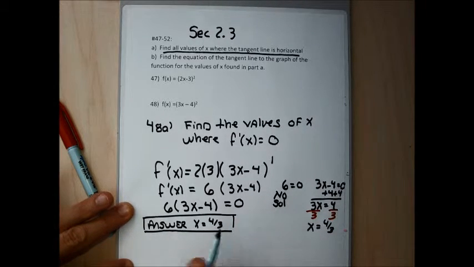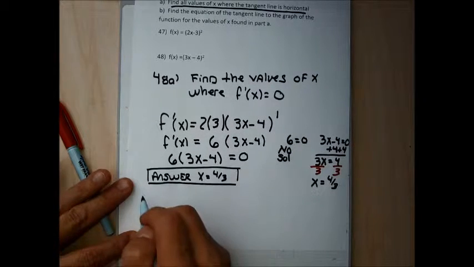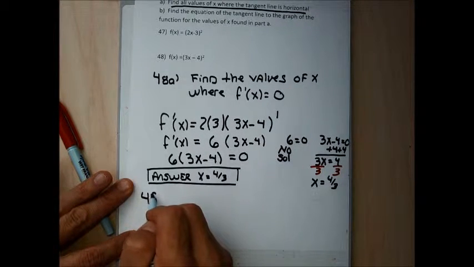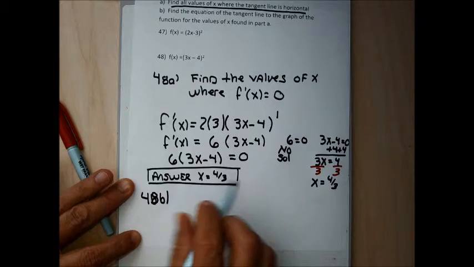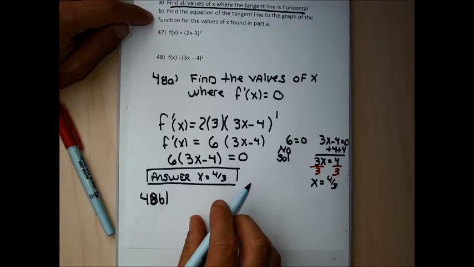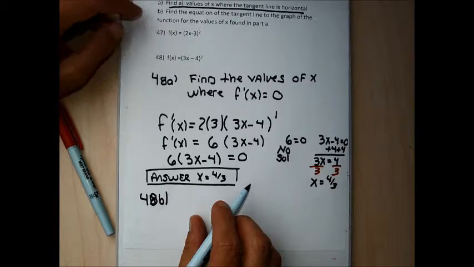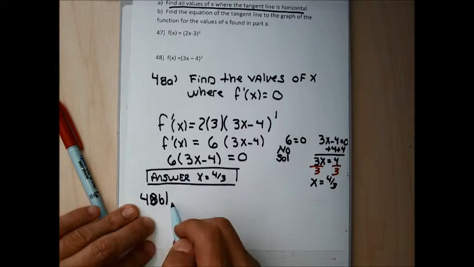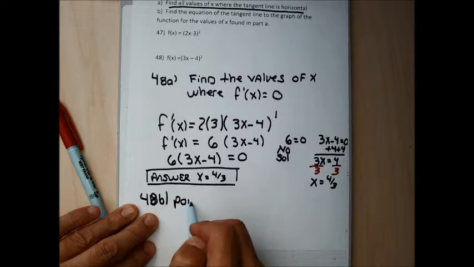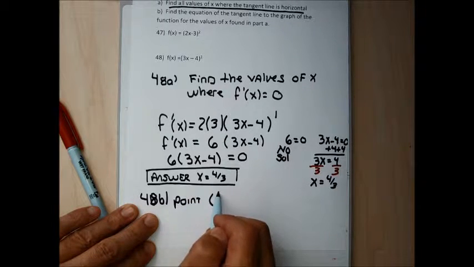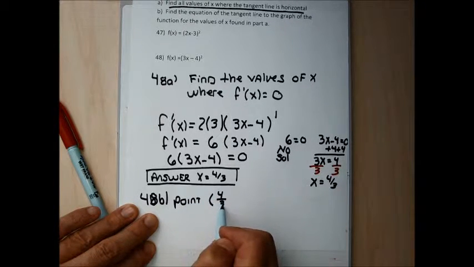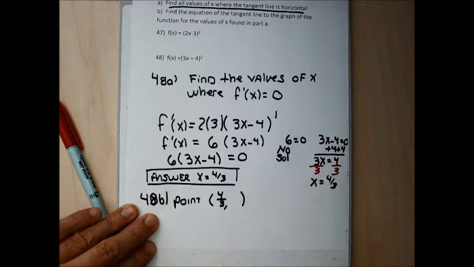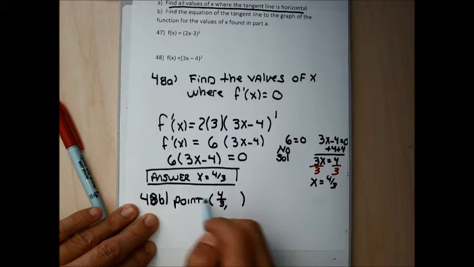Now when I move on to part B of 48, I have to read and figure out what the instructions tell me to do. And on 48b it says find the equation of a tangent line of the graph for the values of x found in part A. So to get an equation of a line, or an equation of a tangent line, I need a point and a slope. So the x coordinate of the point is going to be the x that I just figured out in part A, which is 4/3. I don't have the y coordinate of the point. I'm going to have to do some work to find it.